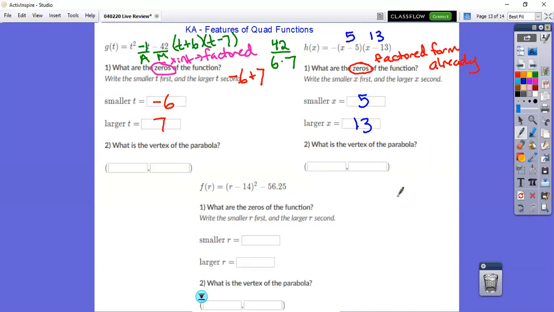Remember, if they are both negative, for instance negative nine and negative seven, negative nine is actually smaller than negative seven. Okay, so we have those.